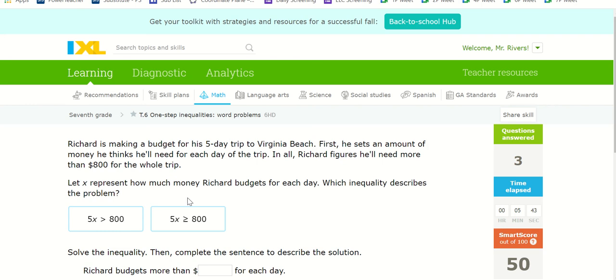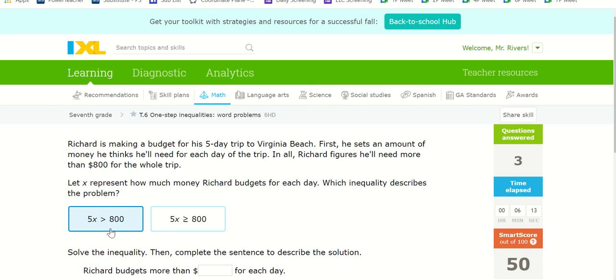Let X represent how much money Richard budgets for each day. He's going for 5 days. How much will he budget for each day? 5 times X. That represents how much he spends on the whole trip, right? 5 days, X dollars per day. This is how much he spends, and he expects to spend more than 800. Not exactly 800 or more. He's going to spend more than 800. Not at least 800. No, it's more than 800. So this is it. We divide both by 5.